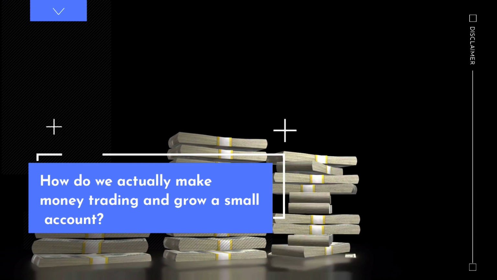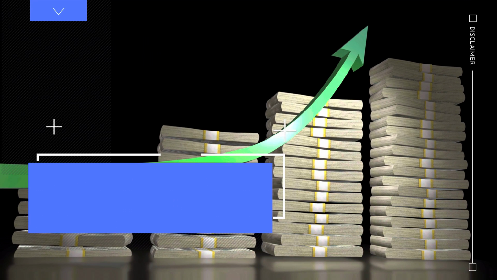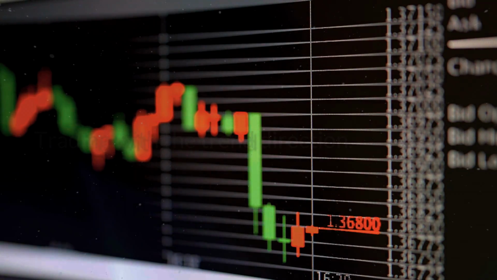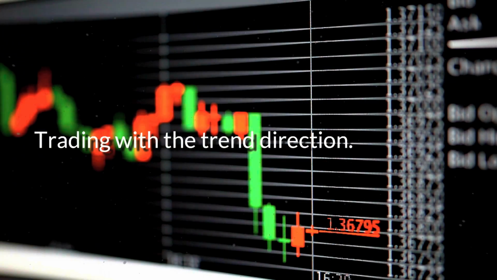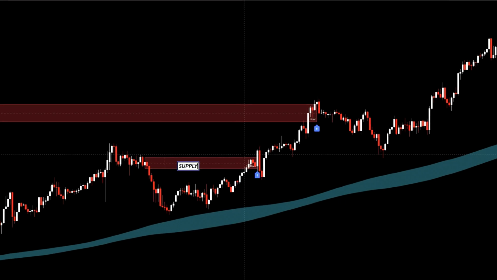Okay, so you've got the tools, right? The big question now is, how do we actually make money trading and grow a small account using this complete beginner trading strategy? It all comes back to that first rule: trading with the trend direction. Seriously, this is key. So when a trend is clearly up, meaning the price is cruising above the green EMA cloud, you are only looking for buy trades. This is crucial risk management trading. Here's exactly what you do.